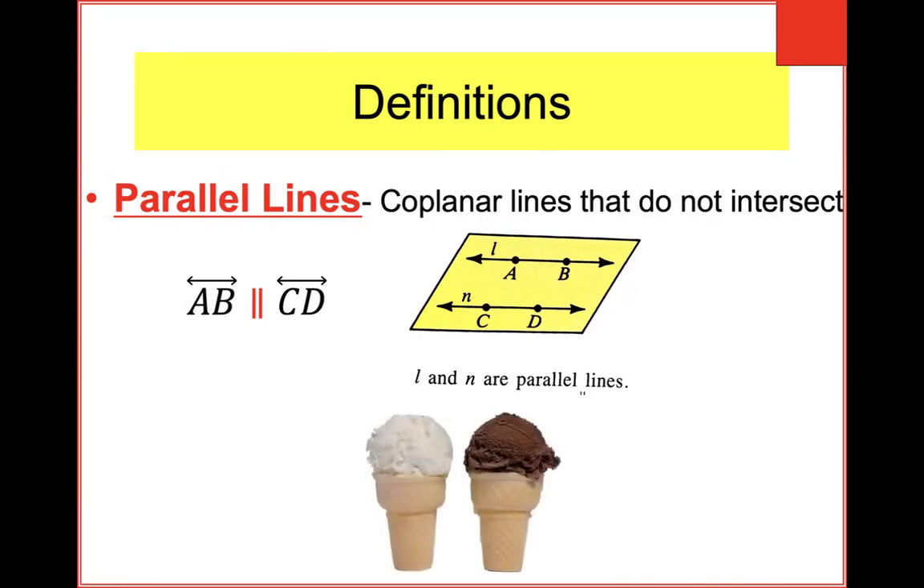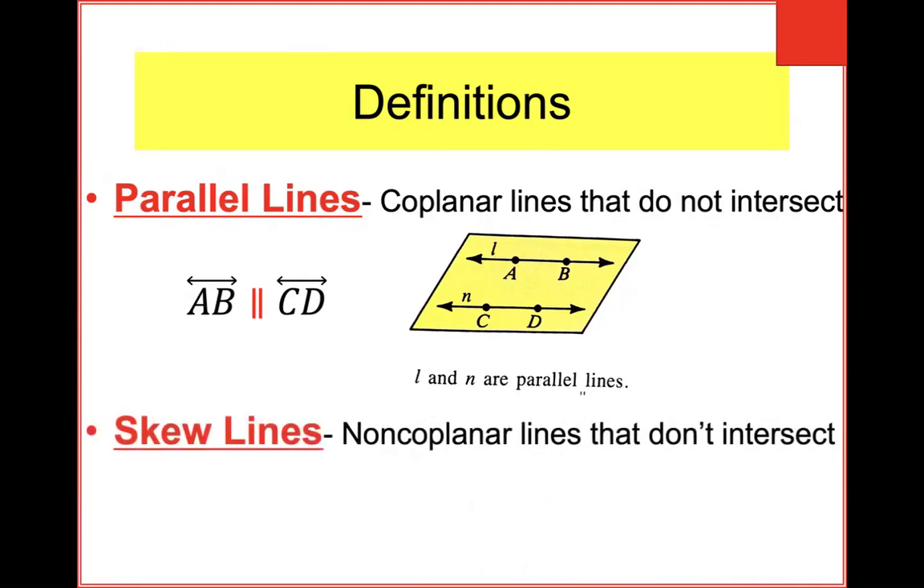Now, I did say there are two flavors. Flavor number two is they're not going to be on the same plane. These are skew lines. It's kind of hard to draw in two dimensions, but this is what it would look like. I have two lines. They're definitely not coplanar. One goes through the plane and one is on the plane, and they don't intersect.